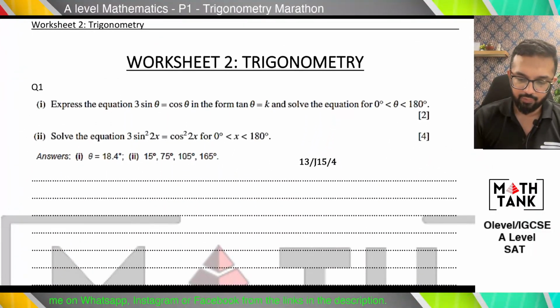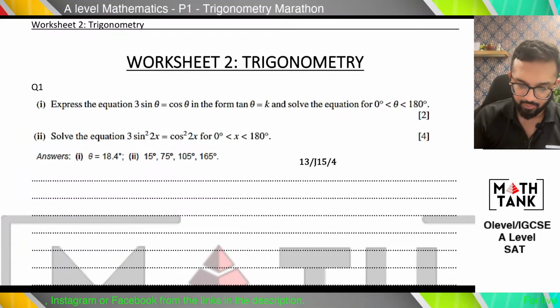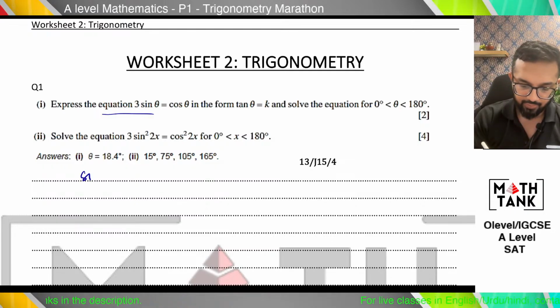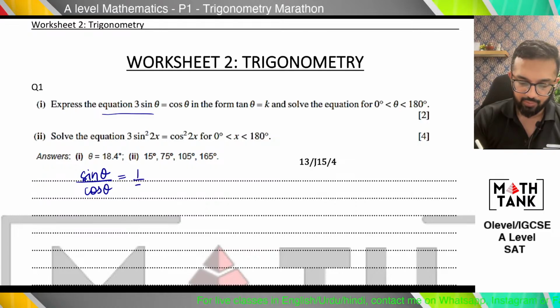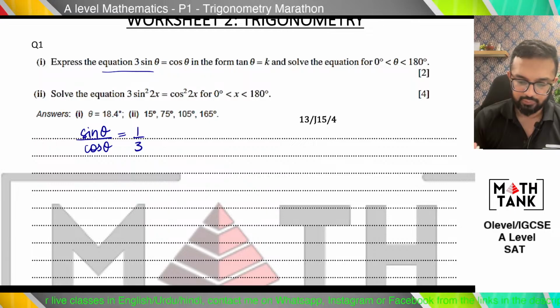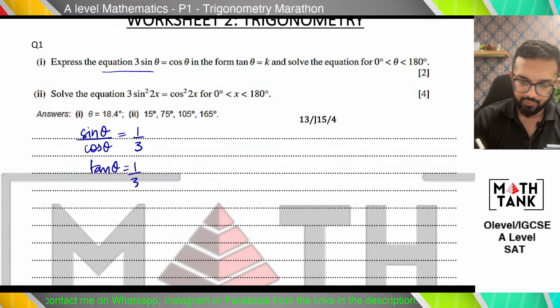That brings us to the end of worksheet 1. Let's start doing worksheet 2. It says express this equation in the form tan theta equals to k. So I'm going to say that sine theta over cos theta will give me 1 over 3. So that makes tan theta equals to 1 over 3.